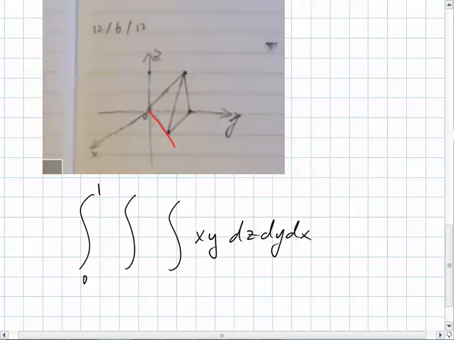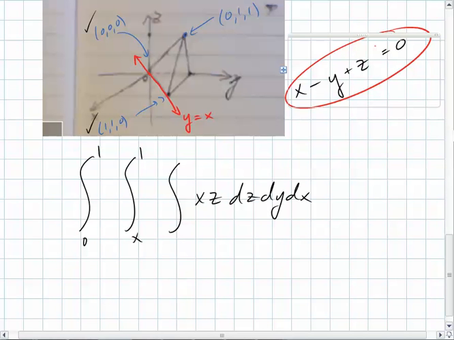We have to find the equation for this, right? It's actually kind of easy. What is it? y equals x. So this thing goes from 0 to what? Oh, sorry, excuse me. Goes from x to 1. That's correct. Now this dz, the z is the one that's going to be a little tricky. We found out the equation of the upper plane, so what do we need to isolate? z is equal to y minus x, so we have 0 to y minus x.